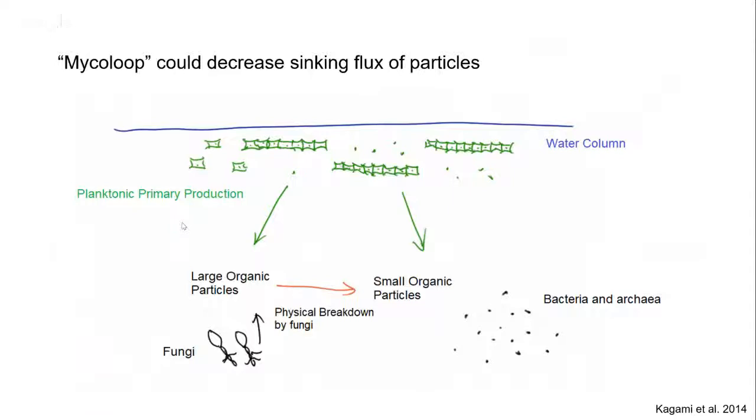But what sinks to the bottom are generally larger particles. And in the idea of the microloop, fungi could potentially break down physically, as we mentioned before, these large organic particles. These are specifically fungi from the group of the chytrid fungi. And these will break down the large organic particles into small ones, which makes them, again, more accessible for marine bacteria and archaea. So this could have implications on the efficiency of the biological pump in marine environments.